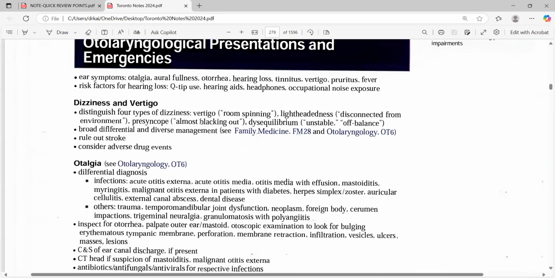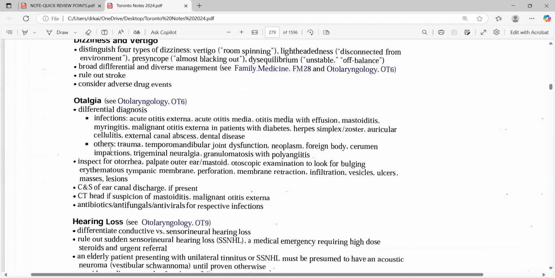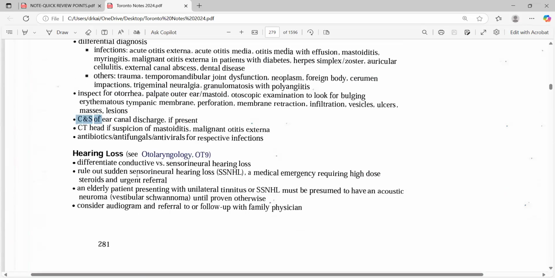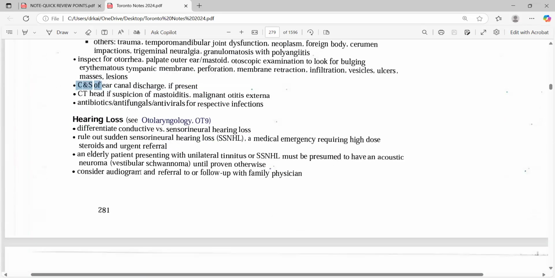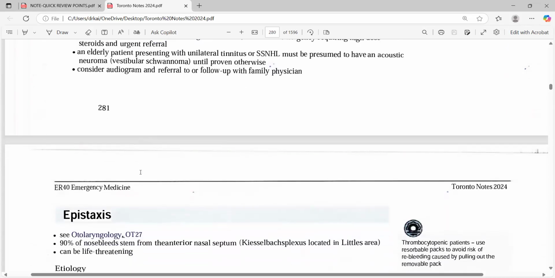Then otolaryngology is basically in this one. We will do acute otitis media. That's very, very important, especially in pediatrics. So when we do pediatrics, we'll cover it from there. But here, if there is otalgia, we can go for culture and sensitivity of the ear if there is any discharge. Otherwise, give antibiotics. In hearing loss, we usually don't do much, just send for audiogram and refer to the ENT specialist.